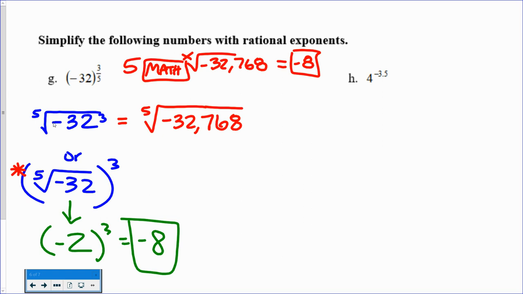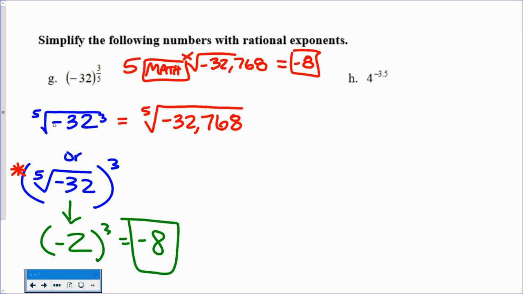Also, if you do not have a graphing or scientific calculator, you're not going to be able to do a 5th root. So my suggestion is to do the root first, make a nice small number, and then we're raising it to that power. All right, we'll take a look at h.